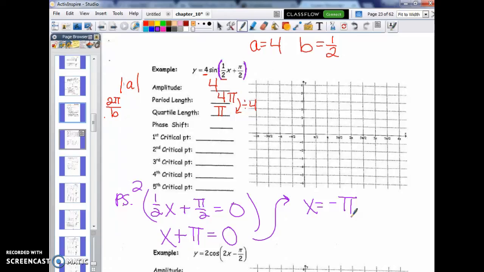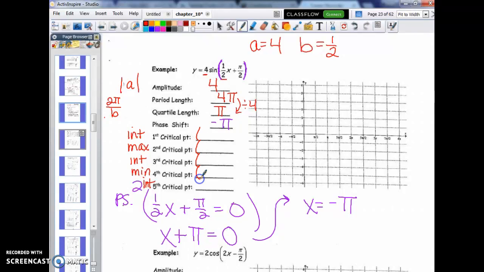All right, my phase shift here is negative pi. So on the left of these points, I'm going to write the 5 critical points for the sine function: intercept, max, intercept, min, and my 5th one's intercept.